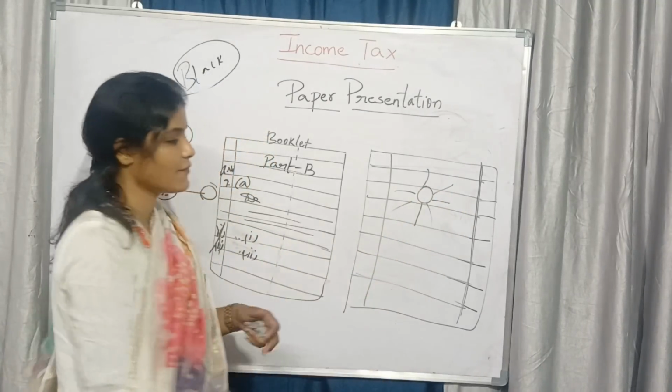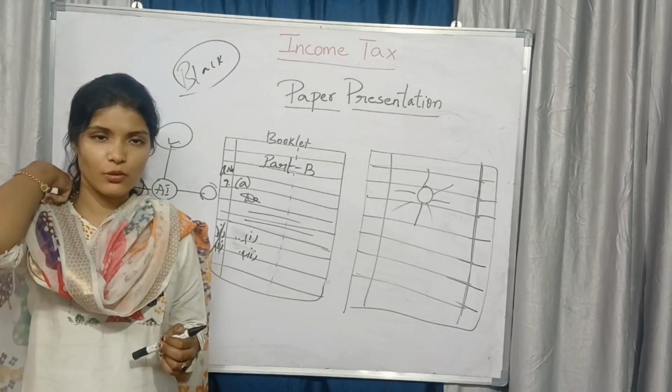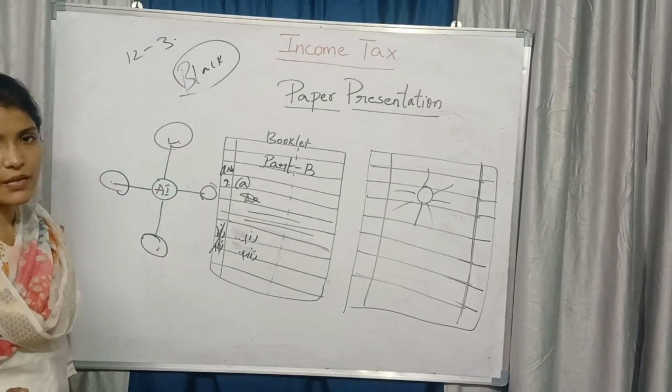If you do it like this, your answer will become lengthy and definitely it will look good. So when you are attempting a 12-mark question, 3 sides of the answer is a must.